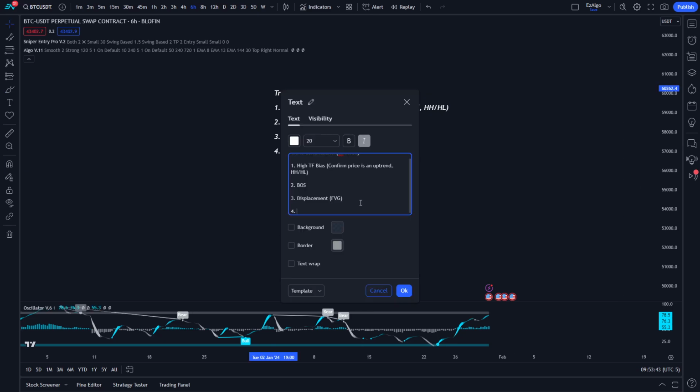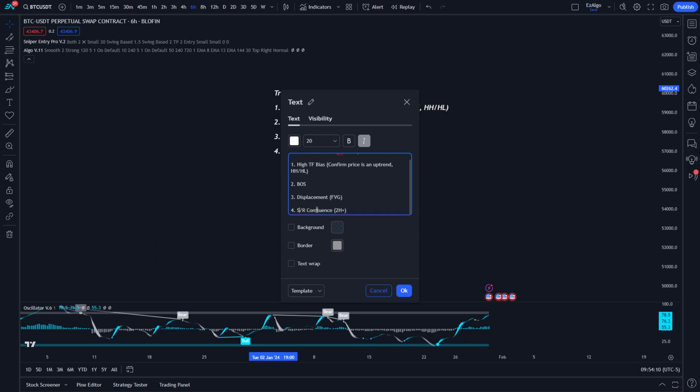All right, and then number four, we want to see some SR confluence. All right, preferably I like to see 2 hour plus. So anywhere from 2 to 6 hour support zone. I like to trade with Sniper Entry Pro on the 2 hour and above time frame. There are intraday trades on the 15 to 30 minute time frame, but for the highest probability trades, you want to use higher time frames.